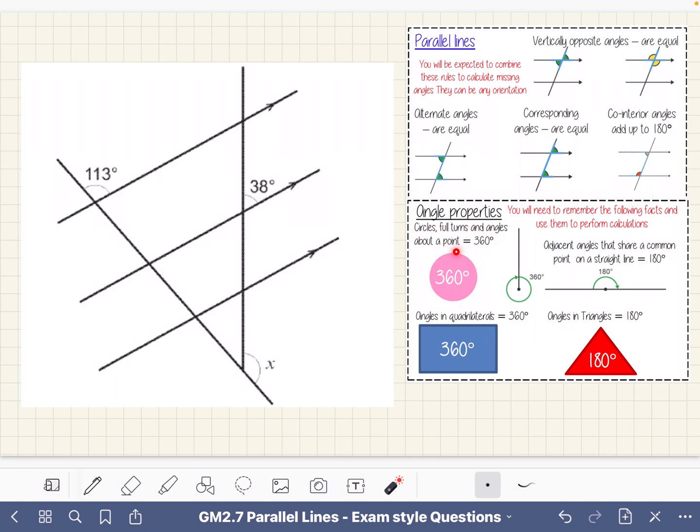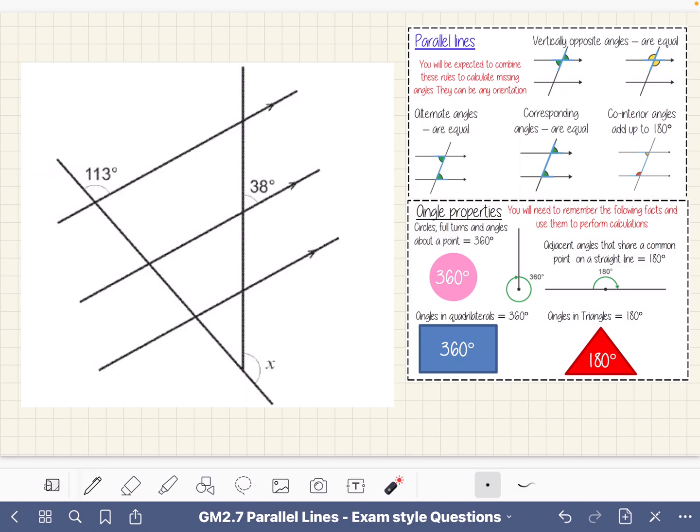You need to know that circles and full turns about a point equal 360 degrees. So any angles that meet at this point must add up to 360 degrees altogether. You need to know the angles that meet at a point on a straight line add up to 180 degrees. Angles in quadrilaterals are 360 degrees and angles in triangles are 180 degrees. You will use a mixture of these when you are answering questions like this.